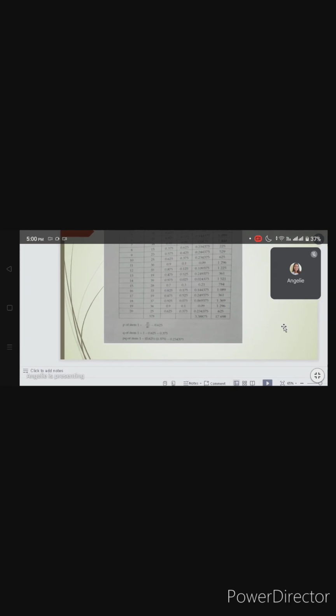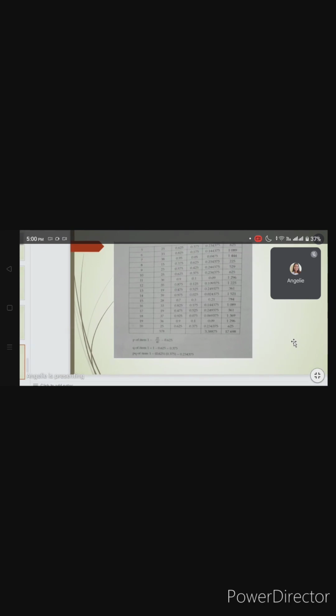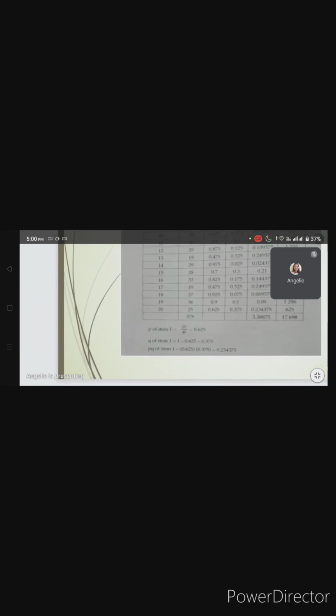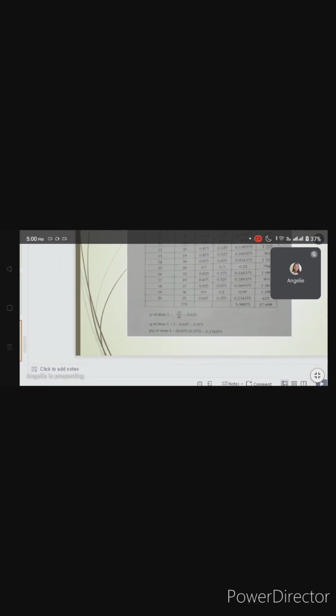Here in the P of item 1, we have 25 correct answers over 40, the number of students who answered each item. So when we distribute it, 25 students got a correct answer and 40 answered each item. If we divide it, we will have 0.625. Q of item 1 is equal to 1 minus 0.625, which is 0.375. PQ of item 1 is 0.625 multiplied by 0.375, which is equal to 0.234375. Next slide, please.